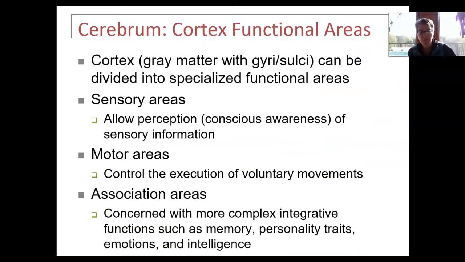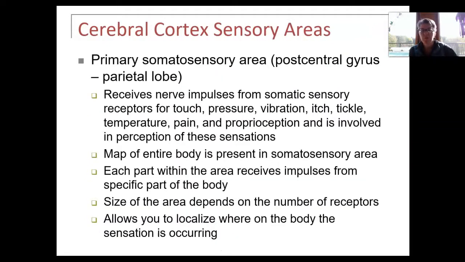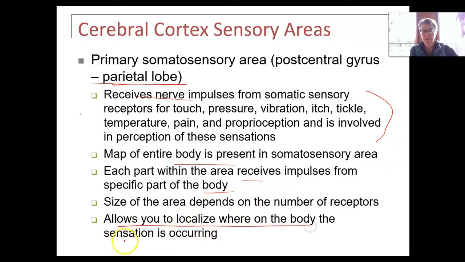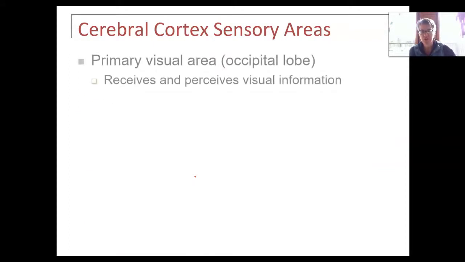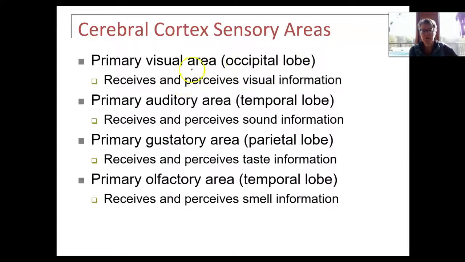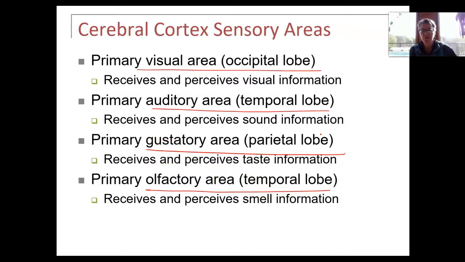Sensory motor association areas. Primary somatosensory area. So this is my parietal lobe. The parietal lobe gets information on all those general senses that we talked about, and the whole body is mapped on it, allowing you to know exactly where that sensation is occurring. Visual is on your occipital lobe. Auditory is on your temporal lobe. Smell is also on your temporal lobe, and taste was on the insula, so this is not correct. Taste is not parietal.